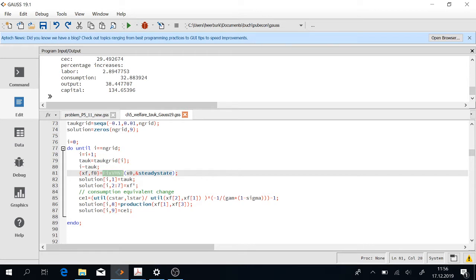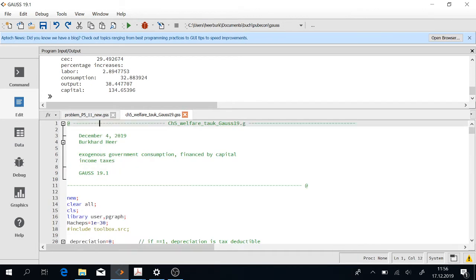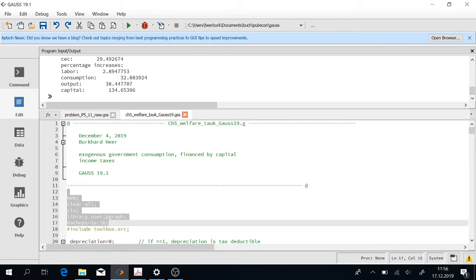So you provide a procedure with the functions. In our case, this will be the 6 steady-state equations and an initial value x0, and it returns to you the solution of this problem. So therefore you need to store toolbox.src in the same directory, and this is included here in the beginning of the program so that Gauss knows where to look for this procedure.